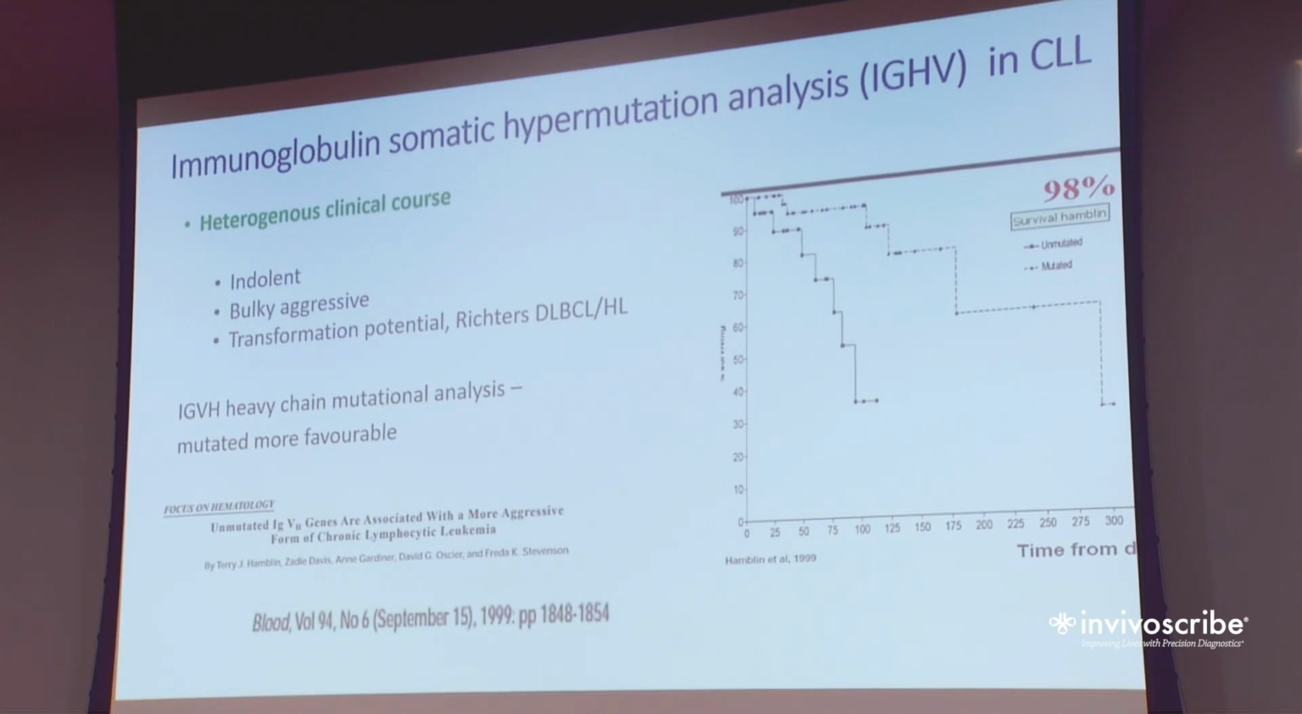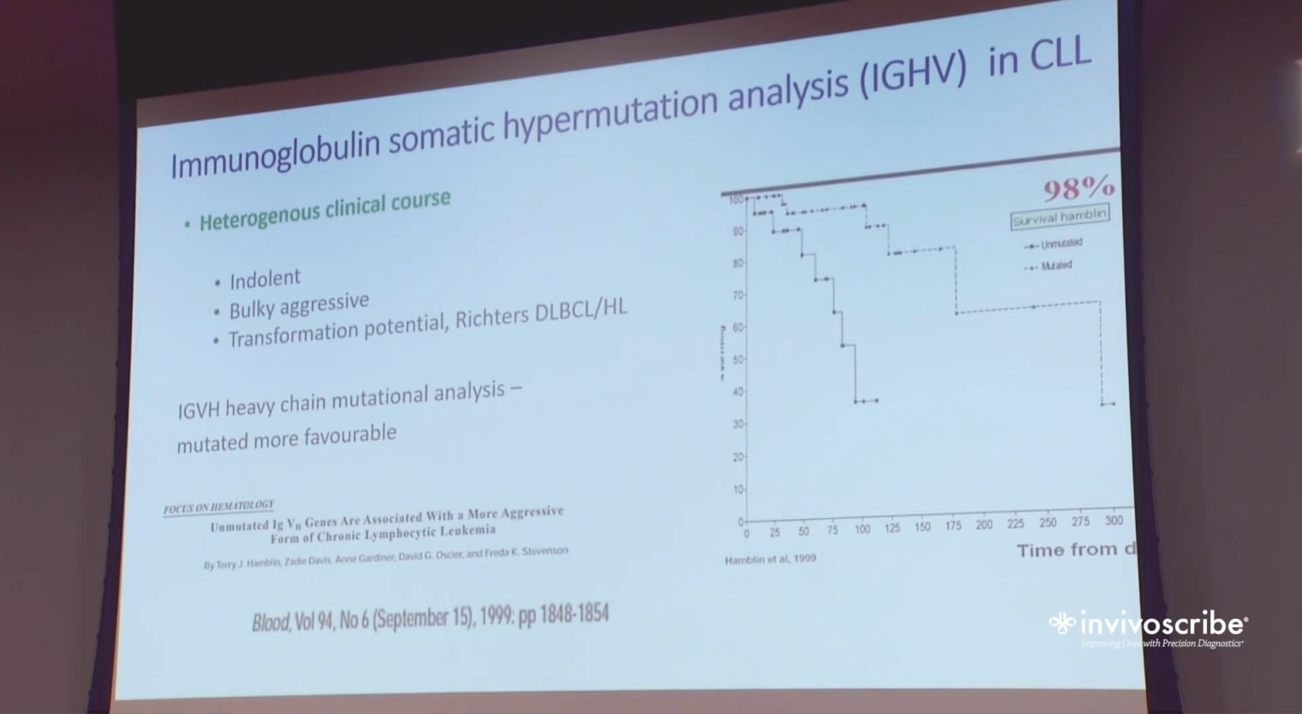The 2 previous speakers have already shown that CLL varies from an indolent to a very aggressive disease course, and it can also change in a Richter transformation to either diffuse large B-cell lymphoma or, less frequently, Hodgkin's lymphoma. So way back in 1999, it was Terry Hamlin's lab that showed that if you have a mutated IGHV region in a CLL, you have a more favourable outcome.